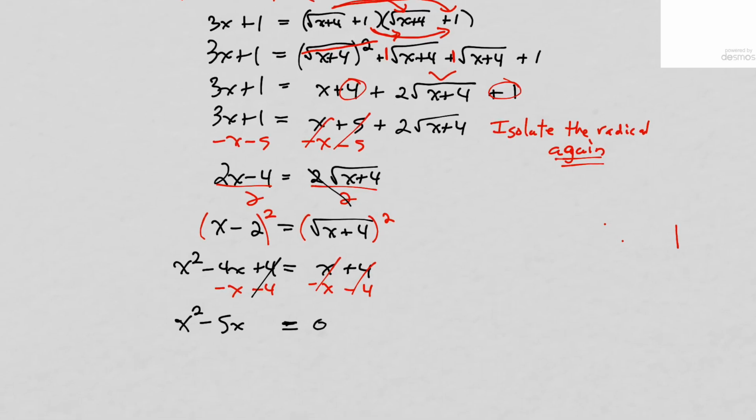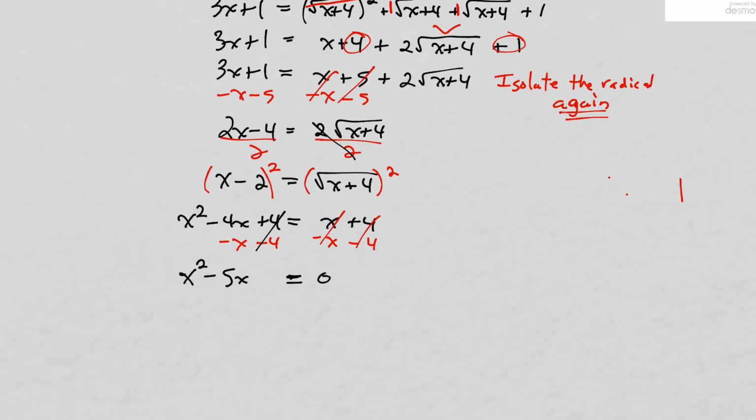So the strategy for having the c term missing is GCF. So both terms have an x. x equals 0, and x equals 5. Okay.